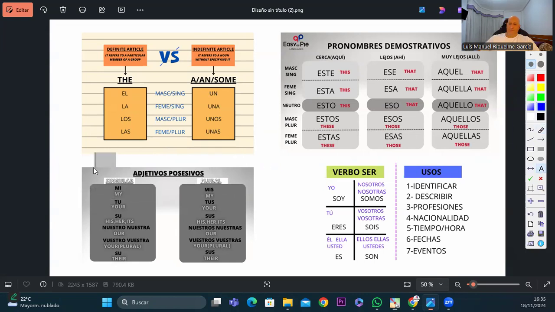For example, his teachers are very good. His teachers are very good, more than one teacher. How do we say teacher in Spanish? We say profesor. But it's not one teacher, it's more than one. So we have to make the word teacher plural. So it would be profesores.